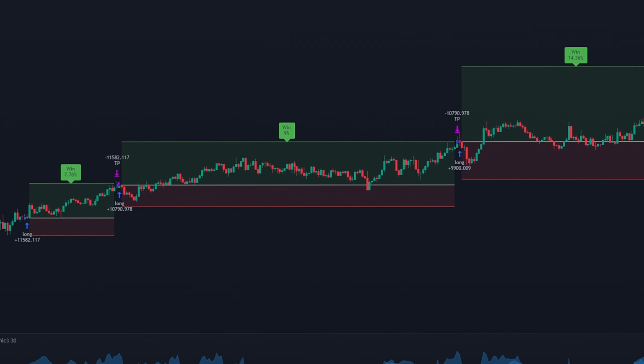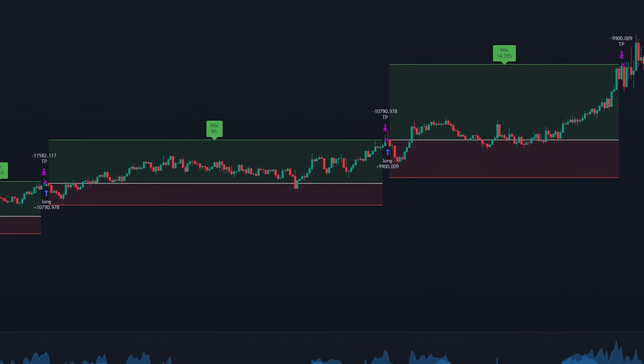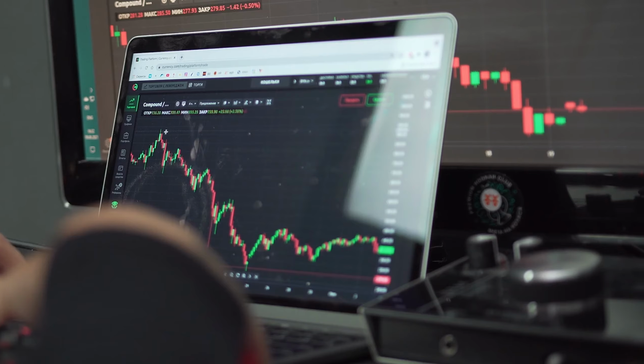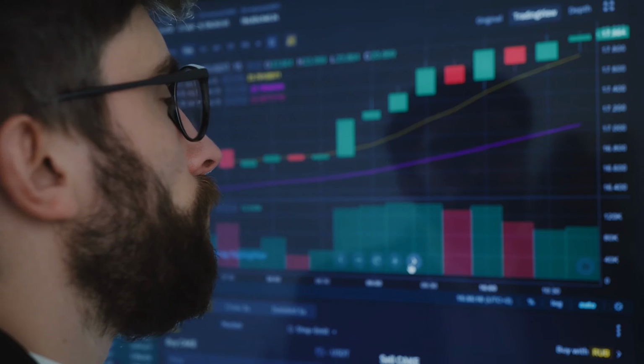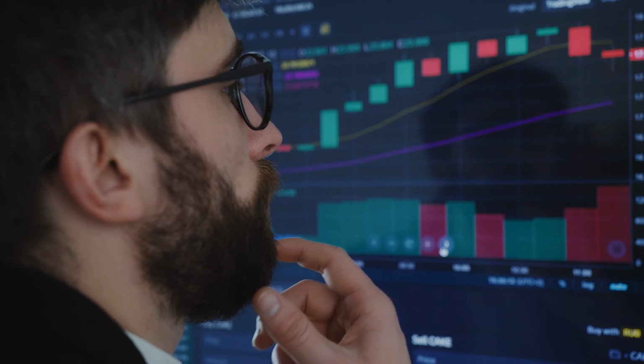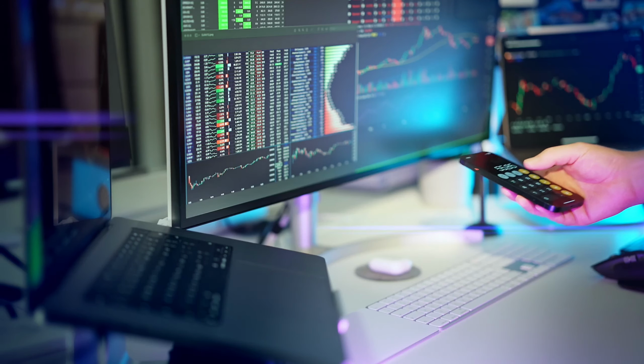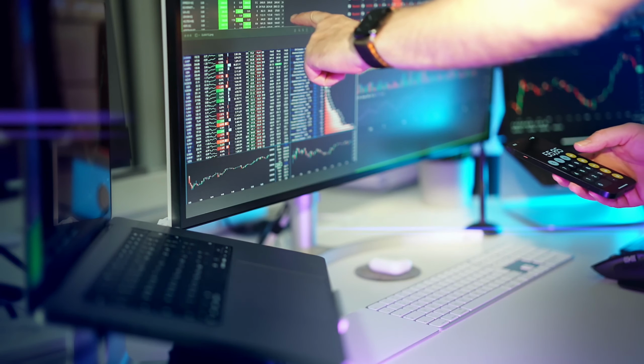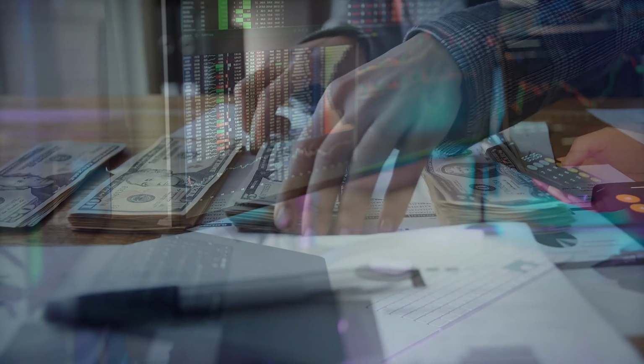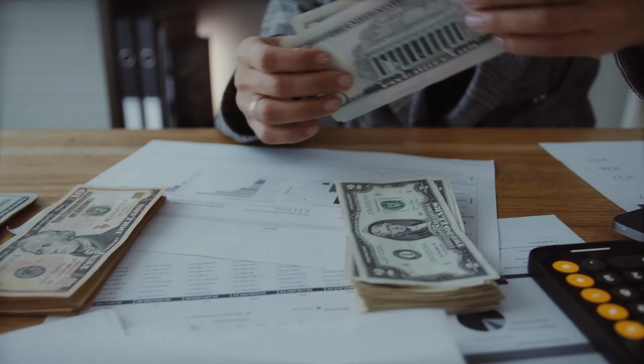In today's video, we'll dive into a powerful TradingView indicator called the Bias and Sentiment Strength Indicator. This tool is designed to help you better understand market sentiment and make more confident trading decisions. Stick around to learn how it works and how you can use it in your own strategies to gain an edge in the markets. So, let's dive into it!